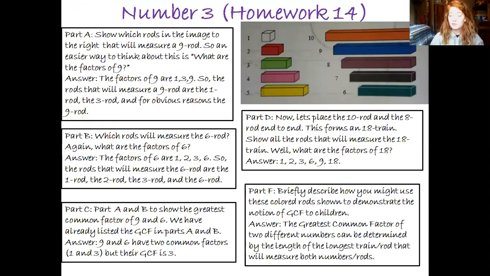In part F, we're going to briefly describe how you might use these colored rods shown to demonstrate the notion of GCF to children. The greatest common factor of 2 different numbers can be determined by the length of the longest train or rod that will measure both numbers or rods.